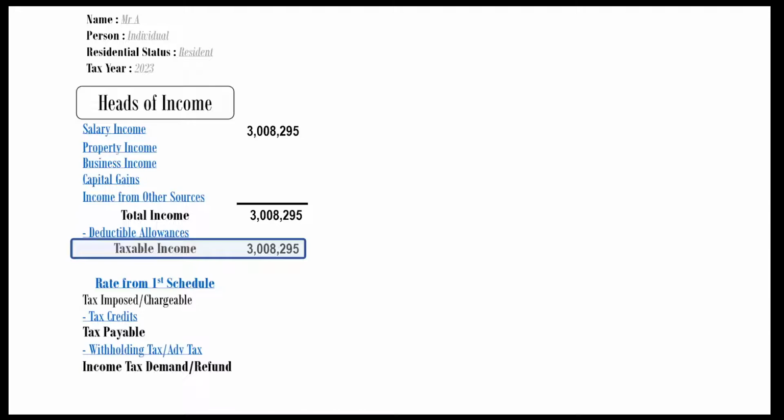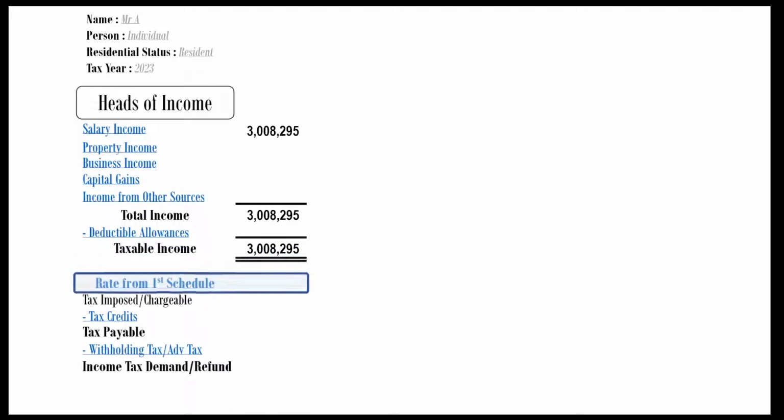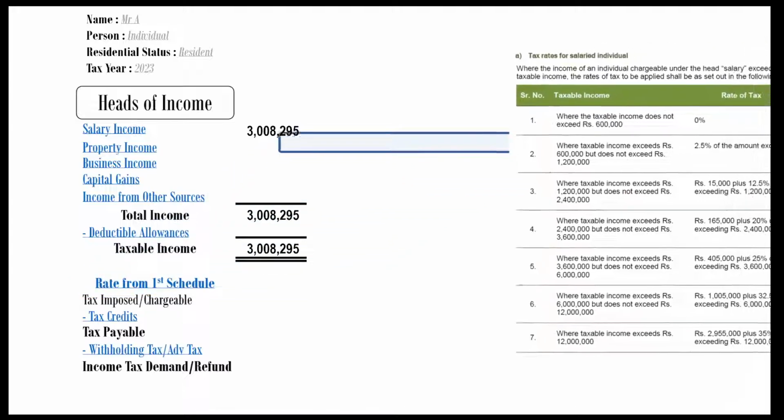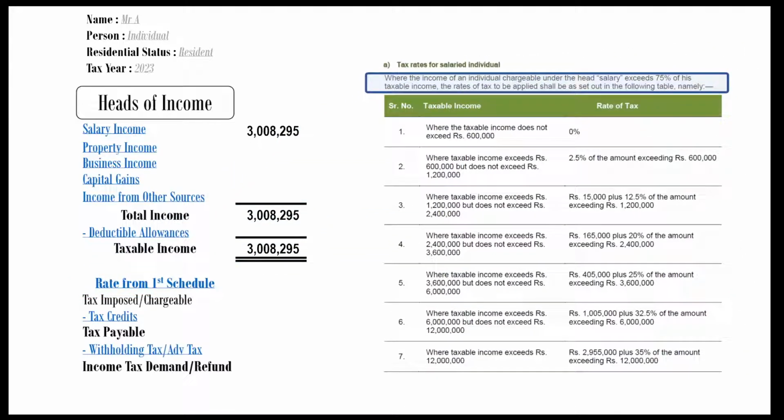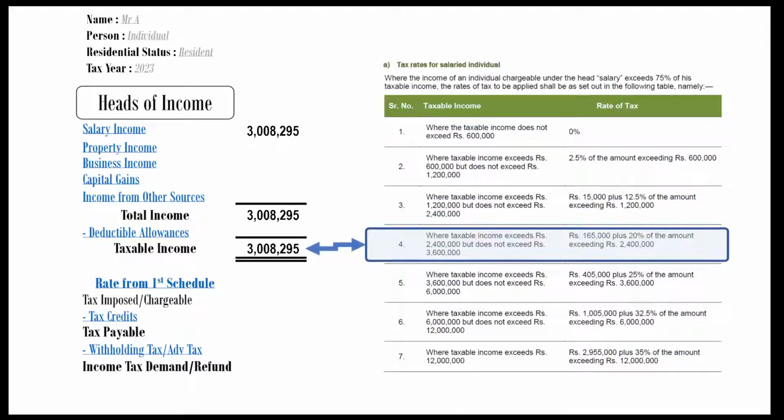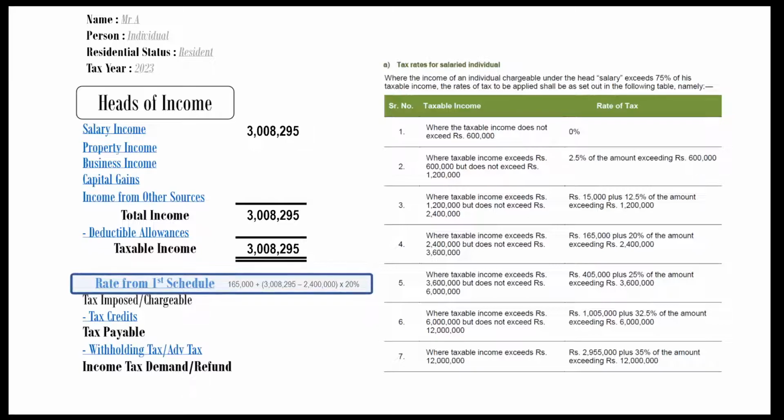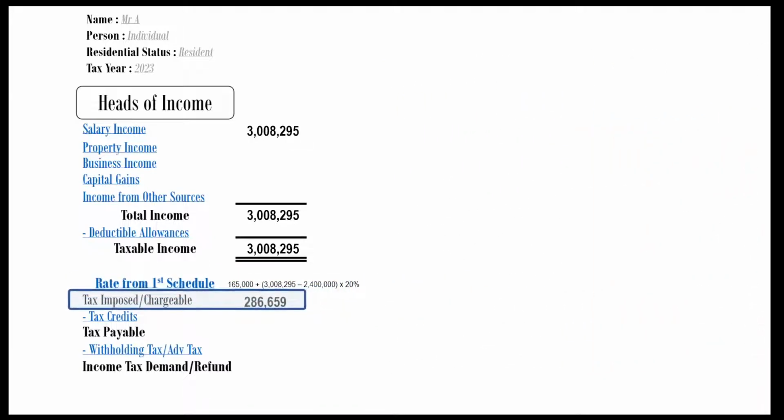Now we need a rate of tax. Tax rates are always given in exam, so no need to memorize. Just remember that if more than 75% of taxable income is from salary, then salaried person's tax slabs are applicable. 4th slab is applicable here. Use this slab to calculate tax on taxable income. Tax imposed comes to Rs 286659.